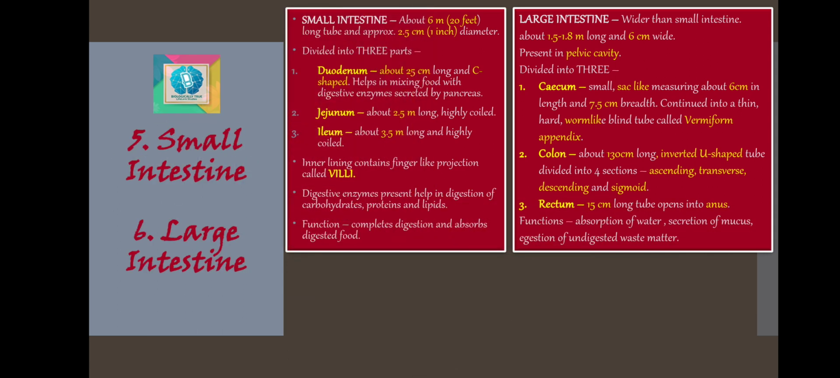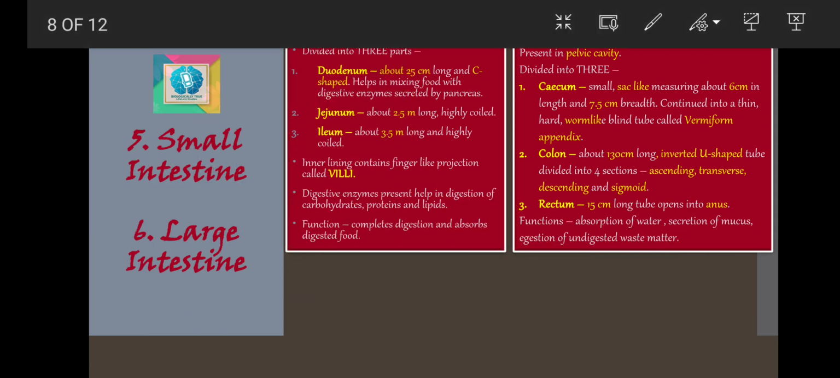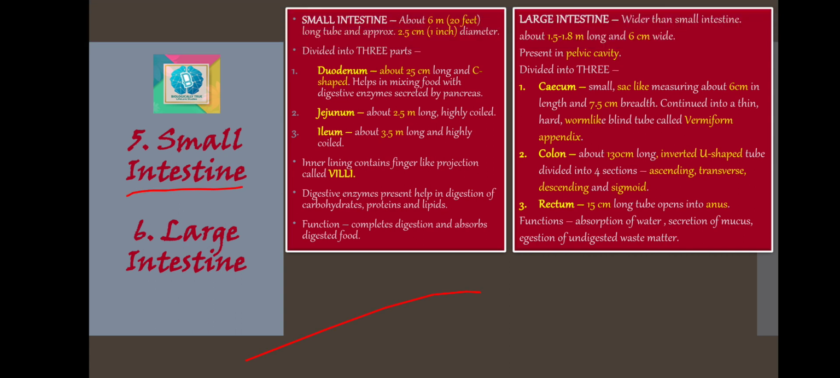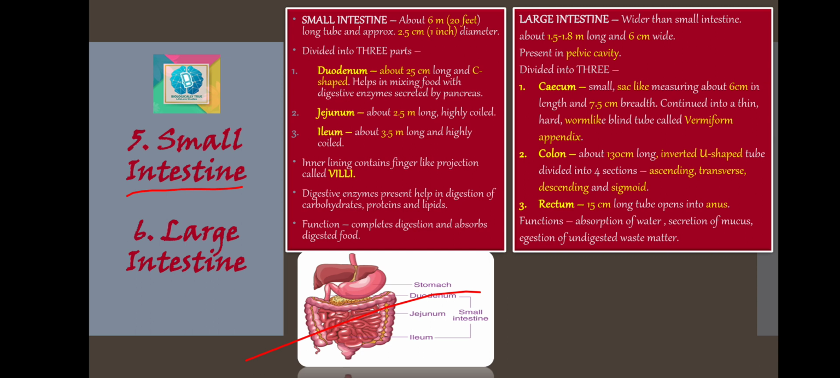Now coming to the next organ, that is the small intestine. The first one is your small intestine. Just coming to this small intestine, it is about 6.7 meter, or we can say 20 feet long tube of approximately 2.5 centimeter or 1 inch diameter.